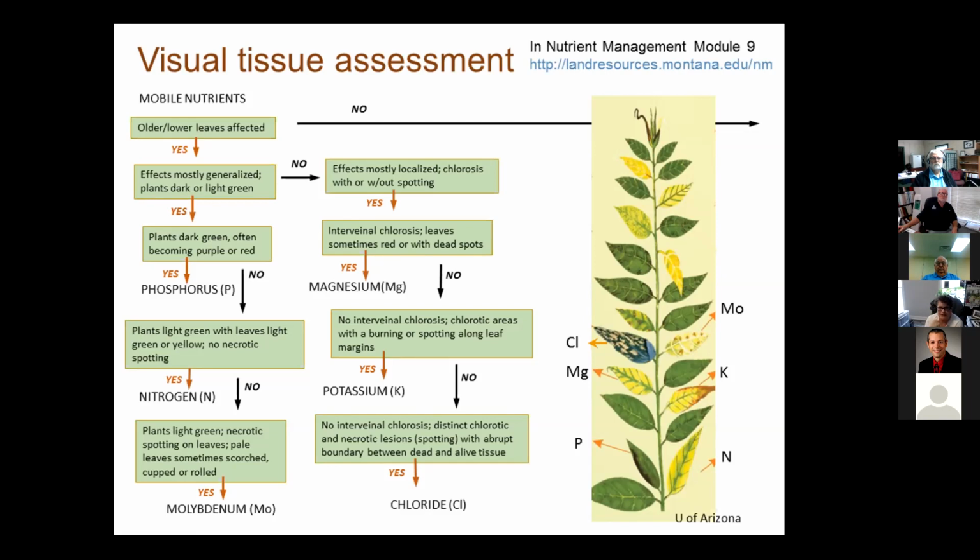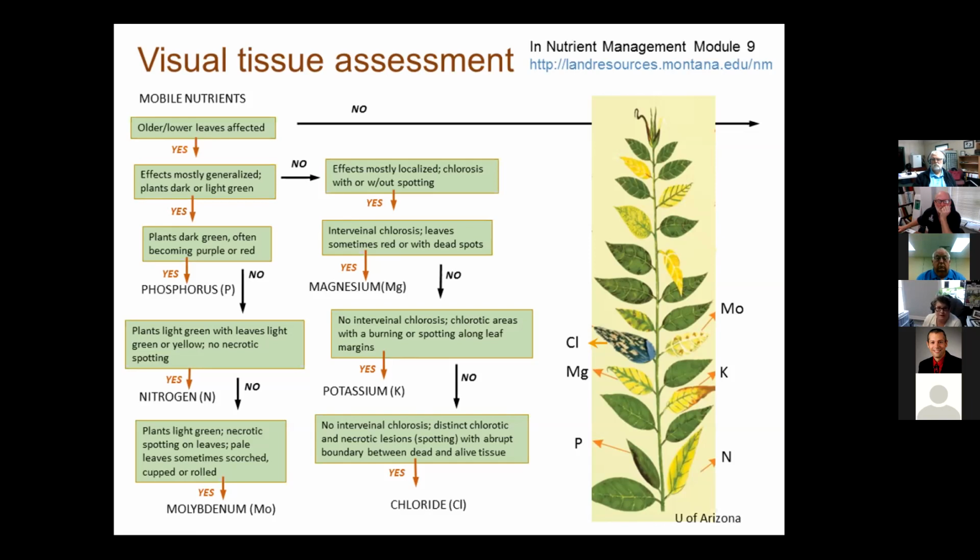And this is from Montana State University, a kind of a pathway, a question and answer, to decide what's going on. Are the older leaves affected? If it's yes, then you go down to the next box. How are they affected? Is it generalized? Are they dark or light green? If it's a yes, then you go down. If it's no, then you go to the right. And so forth. And that will kind of lead you to diagnosing some of the issues that are going on for yourself.